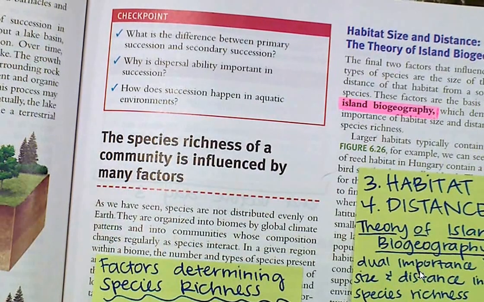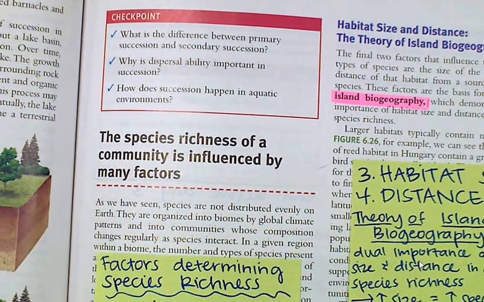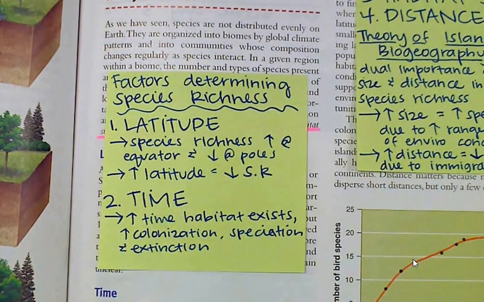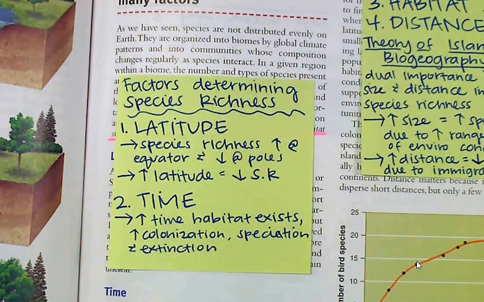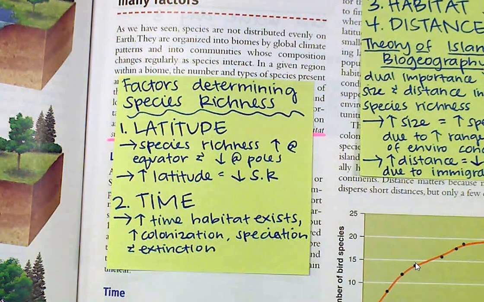Then we have the species richness of a community is influenced by many factors. Four factors actually determine species richness. So the first one's going to be latitude. Species richness increases at the equator and decreases as you go toward the poles. So an increase in latitude leads to a decrease in species richness.